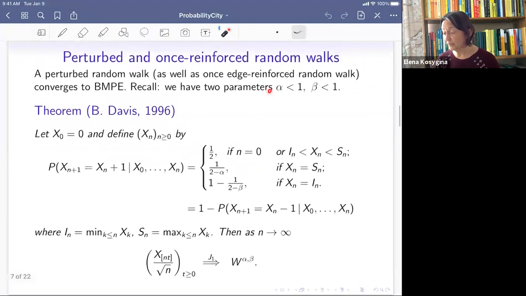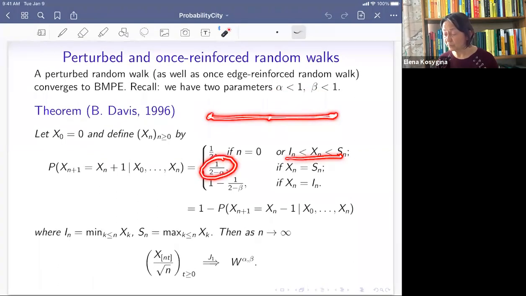So here, given alpha and beta, if I want to get a random walk which converges to Brownian motion perturbed at extrema with these parameters, one can simply do the following: start at 0, with probability half and half move to the left or right at the first step, and then move as a simple symmetric random walk on the range between the maximum and the minimum of the range, and move to the right with this probability and to the left with the complement probability when you are at the right end of the range, and similarly at the left end of the range.